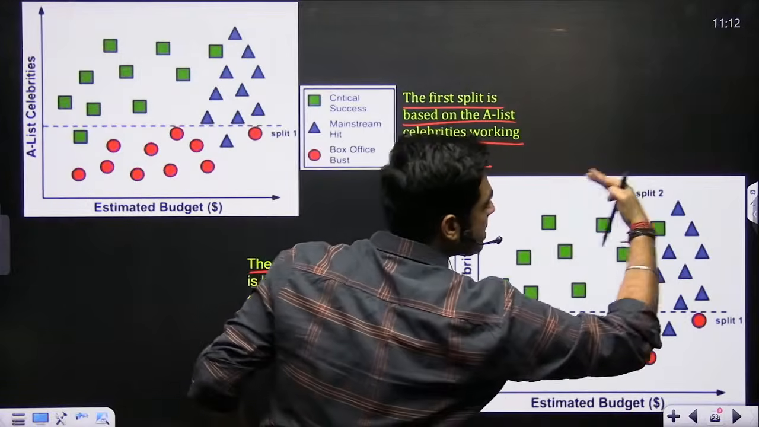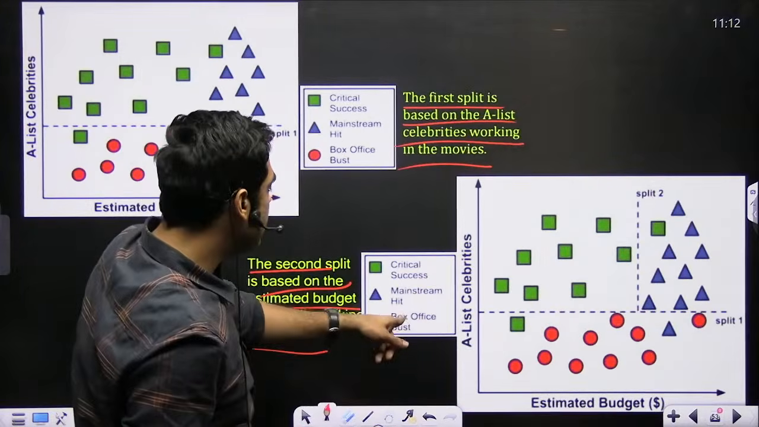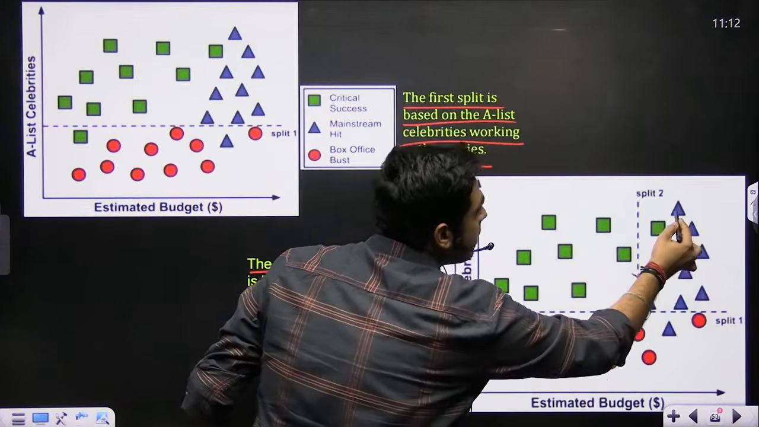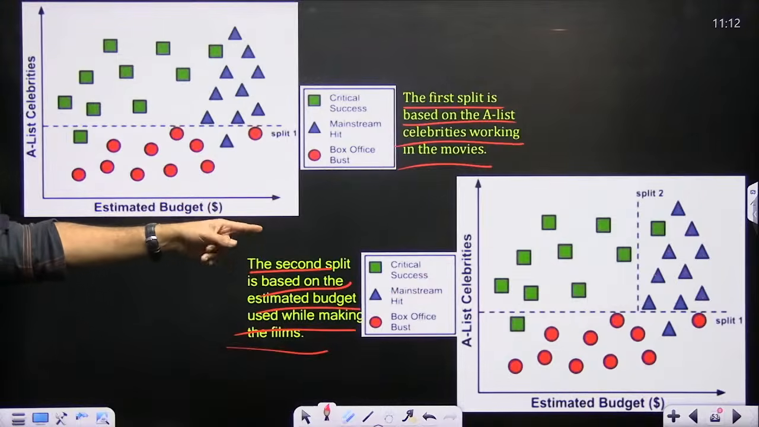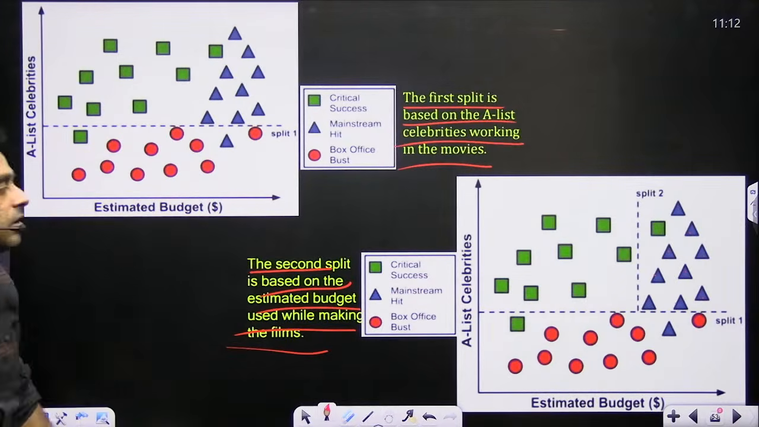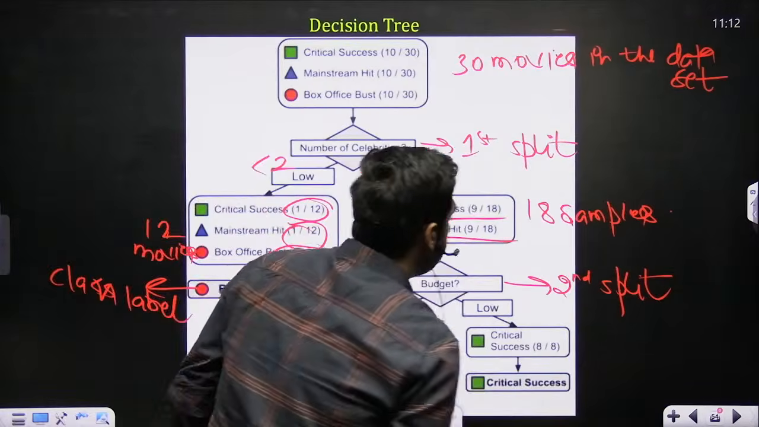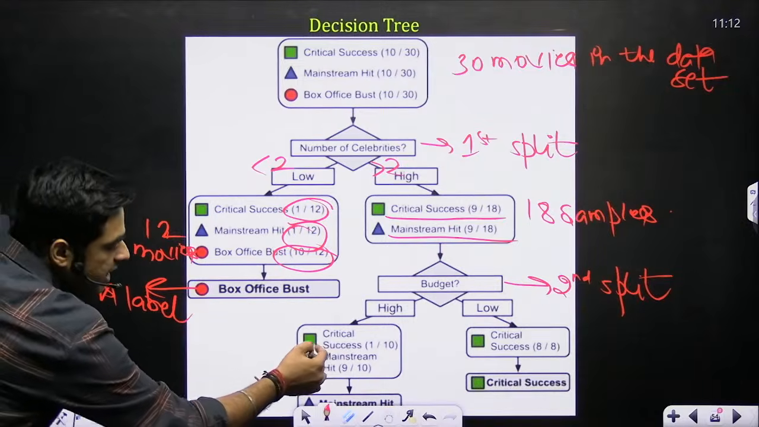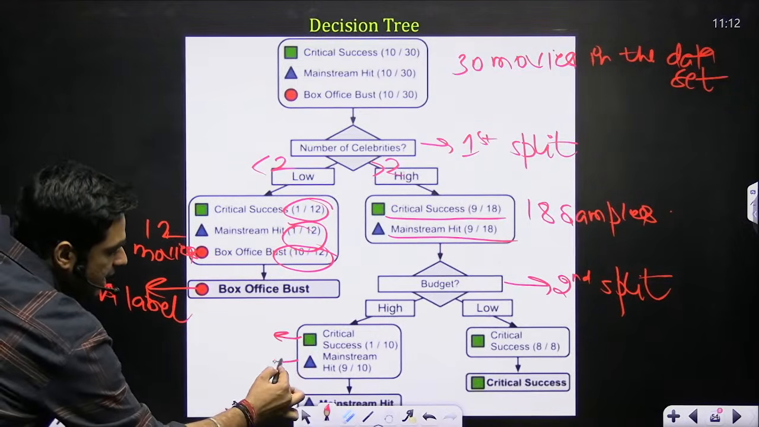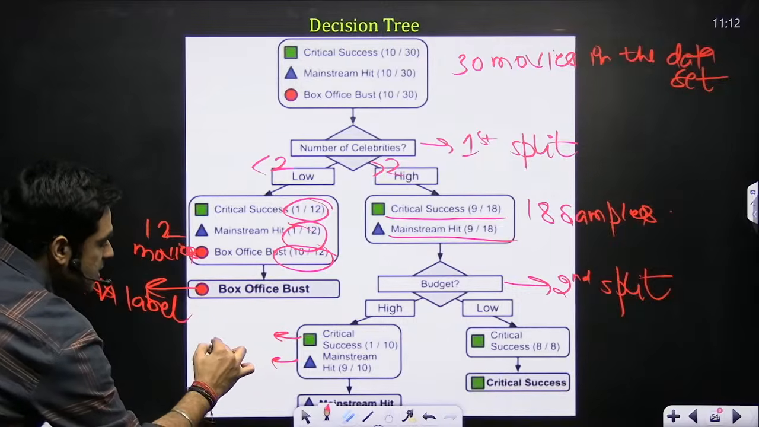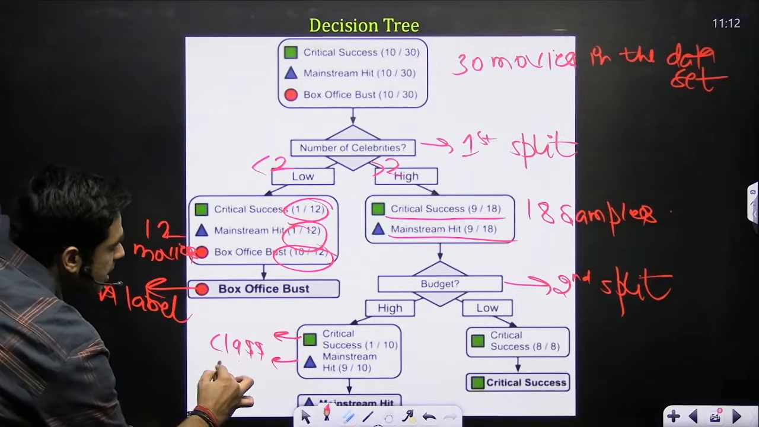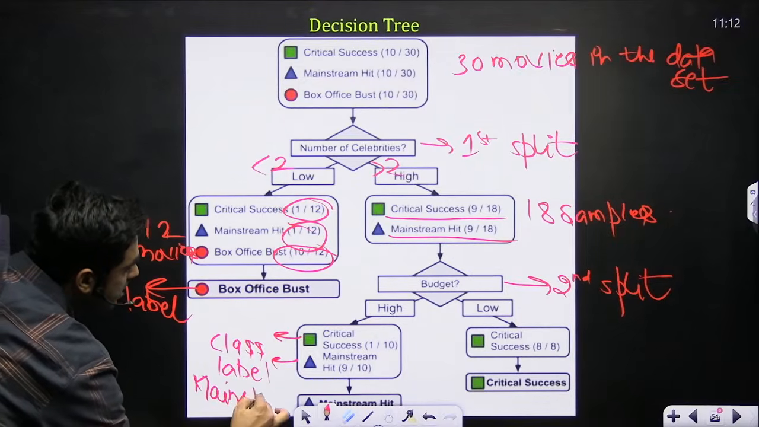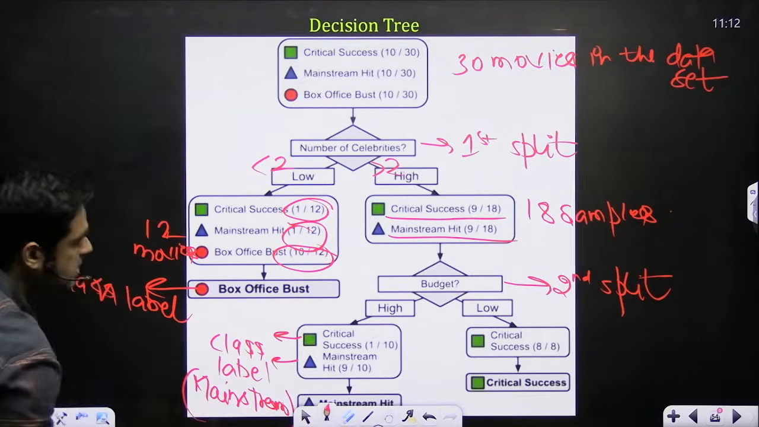When the budget is high, how many mainstream hit movies did I obtain? 1, 2, 3, 4, 5, 6, 7, 8, 9. So I obtained 9 mainstream hit movies. So when the budget is high, I have a single critical success and 9 mainstream hit movies. That means I reached a class label that is known as mainstream hit. This is the class label.